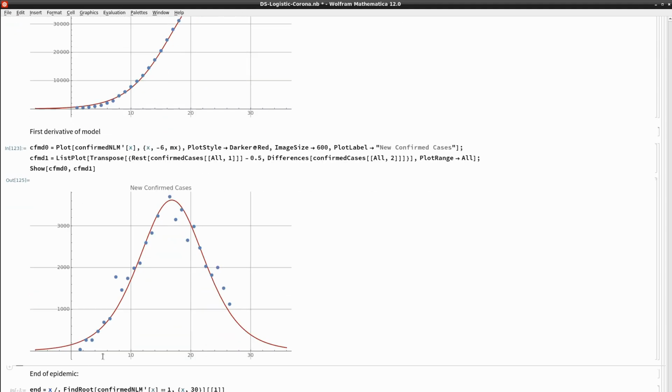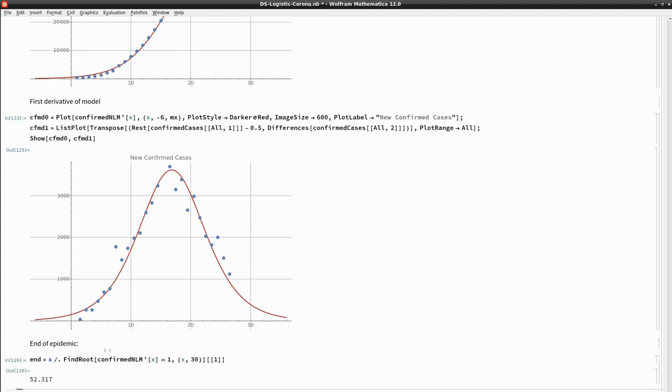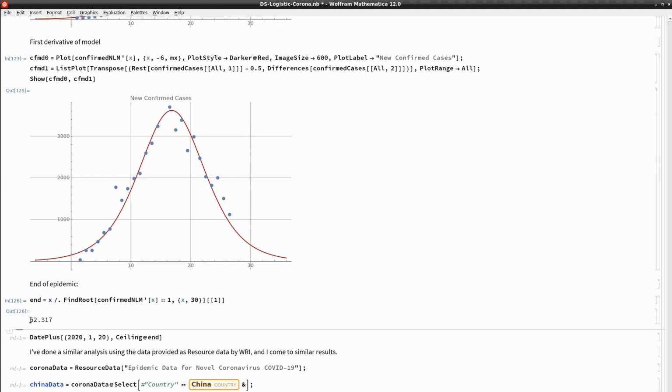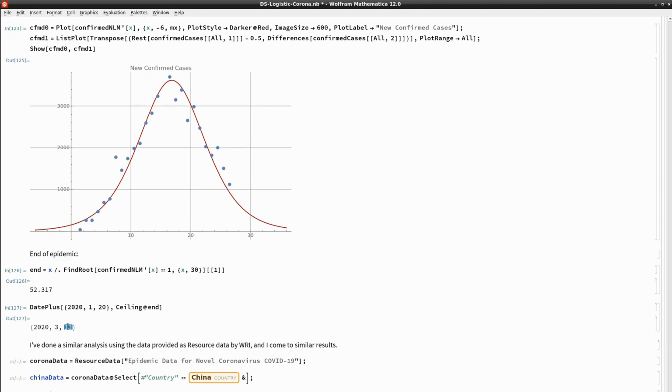These are the daily new cases. And we see that our model does a great job fitting through that data. With this, I come to an end of the epidemic after 52 days, which happens to be the 13th. Okay, so this is using confirmed cases, but only up to the 16th.